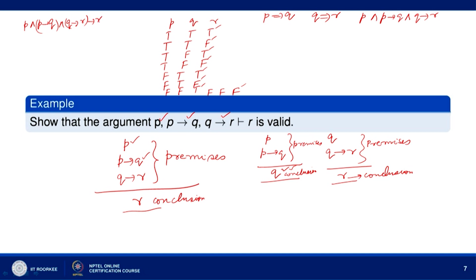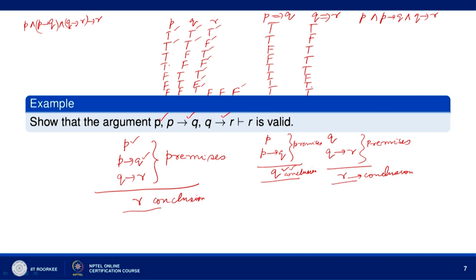The truth value for this. So, P implies Q: T T gives T, T T gives T, then T F gives F, T F gives F, then F T gives T, F T gives T, then F F gives T, F F gives T. Then Q implies R: T T gives T, T F gives F, F T gives T, F F gives T, then T T gives T, T F gives F, then F T gives T, and F F gives T.